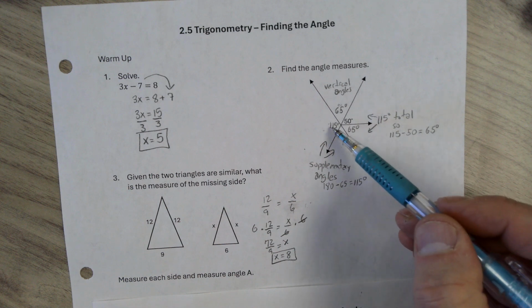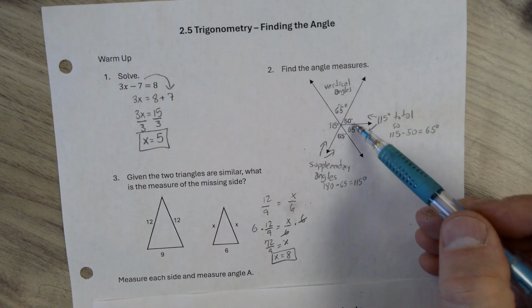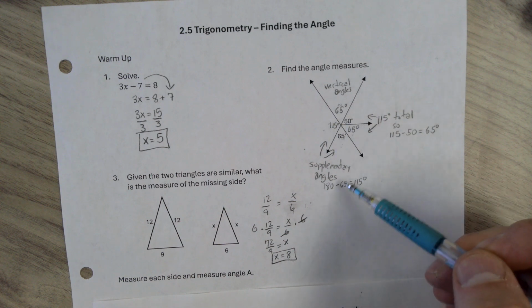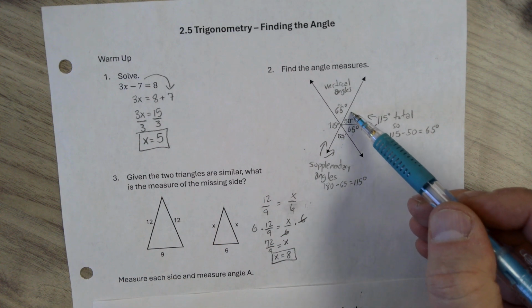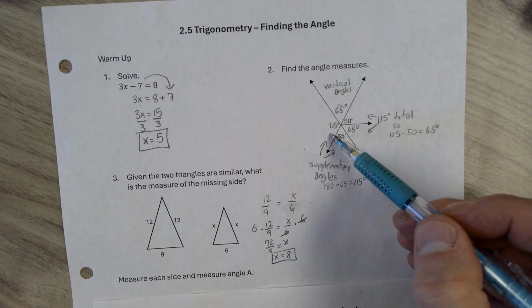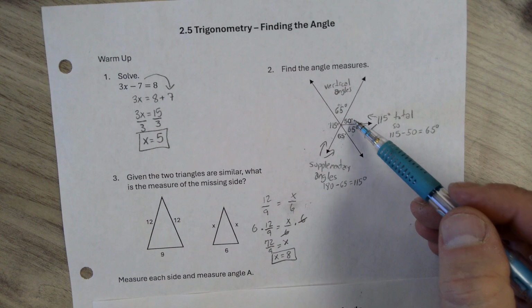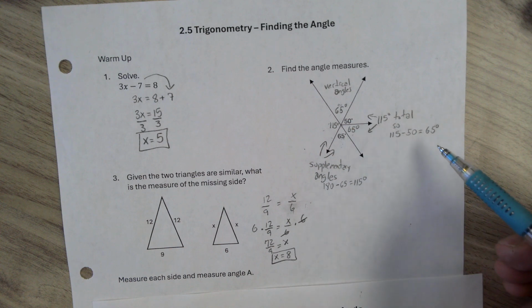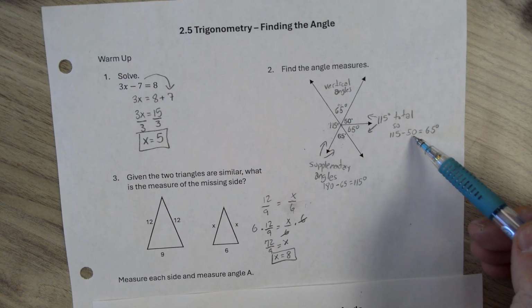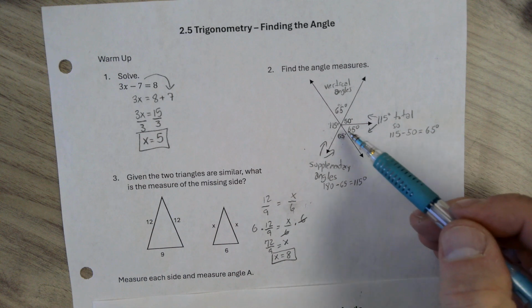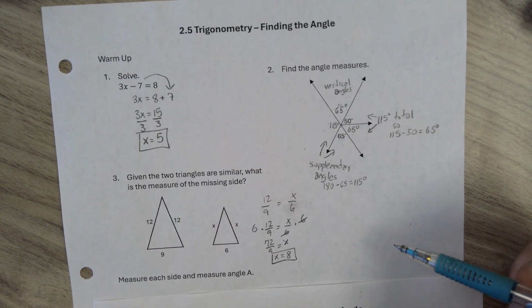And then these angles here, this angle and these two angles together are vertical angles. So forget about this middle line for a second. This whole angle and this whole angle are both 115 degrees. That means these have to total up to 115. And so I subtracted 50 from the 115, so this had to be 65 degrees.